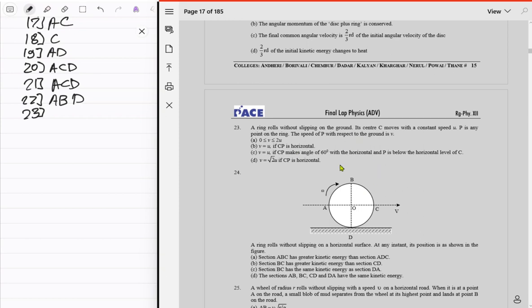If CP is horizontal, no, it won't be U. It's square root 2 U. So V equals square root of 2 times U if CP is horizontal.